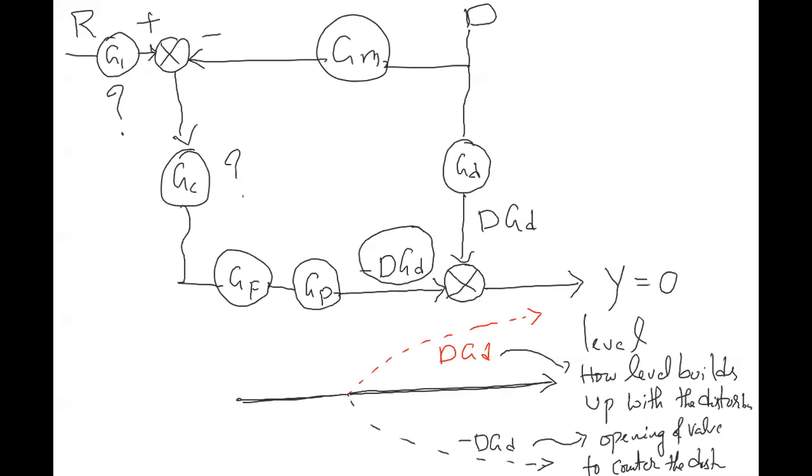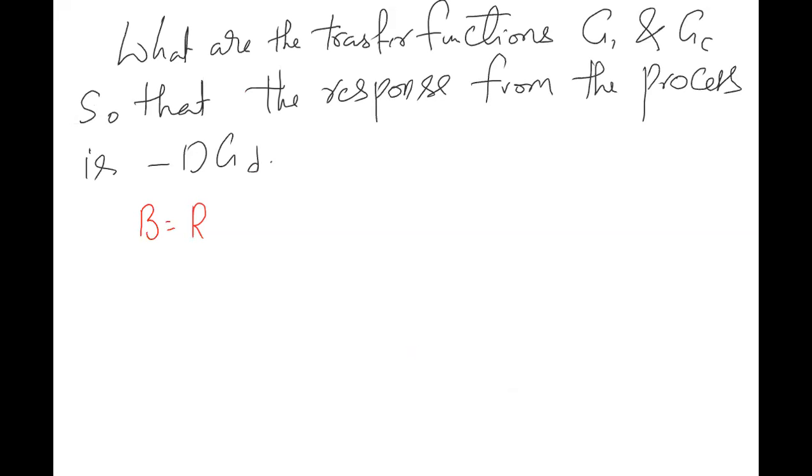Then only you will have a steady state, no? What is the deviation variable at steady state? 0, no? This is capital Y. Now let's put variables here. This is, let's say, A, this is B, this is C, this is E, this is F, this is H. Now what is B? B is nothing but R into G1. A is nothing but D into Gm. C is nothing but A minus B.